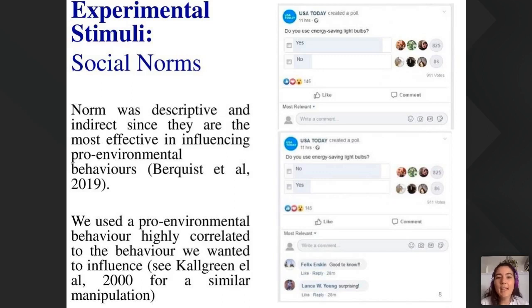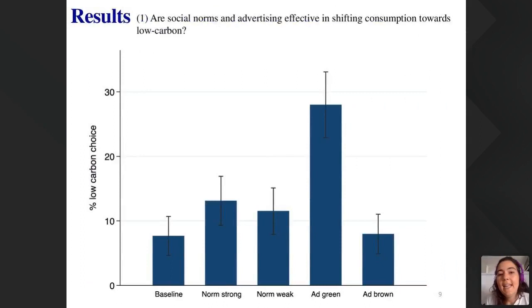You see the norm was introduced with a Facebook poll. That is a Facebook tool you can use to ask questions. And the poll said, do you use energy-saving light bulbs? And you had the strong social norm, where most participants said yes, that they use energy-saving light bulbs. And you have the weak social norm, where most people declared they didn't engage in this behavior. So this is how we introduced the norm. And I'm going to start with the results.